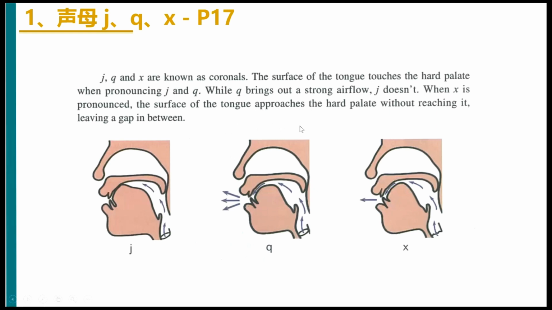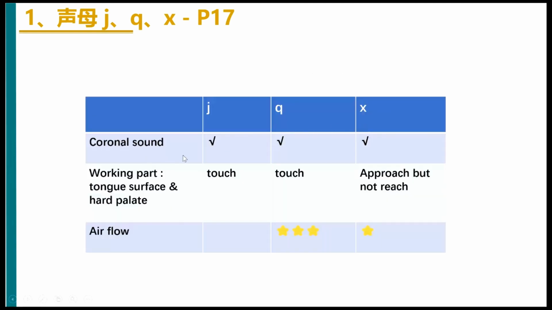This group, 鸡, qi, xi, are coronal sounds. The working parts in your mouth are the tongue surface and the hard palate. 鸡 and qi, these two parts touch each other, while when we are pronouncing xi, these two parts don't touch each other. They approach each other, but never touch. The airflow of qi is the strongest, and xi has almost no airflow.